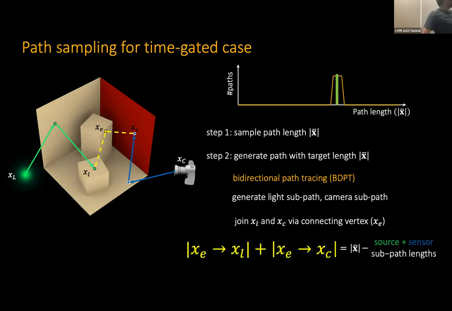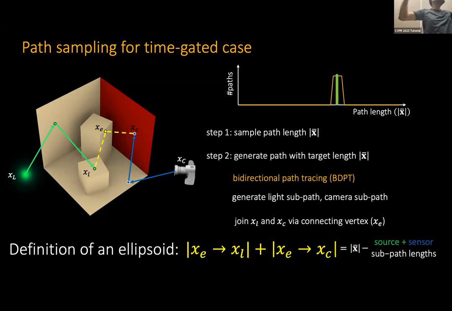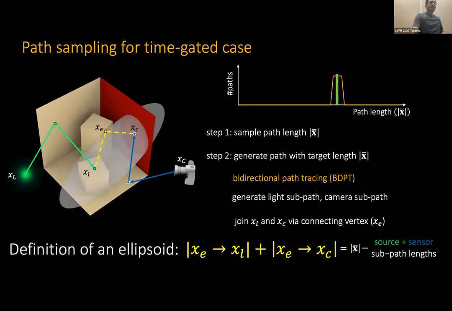Or in other words, the sum of the yellow dashed lines is constant, which is the definition of an ellipsoid, right? So from a point, the sum of lengths to two unique points has to be constant, and that's the definition of an ellipsoid, which means this connecting vertex must be on an ellipsoid, right? And so now all I have to do is intersect this ellipsoid with the scene, and that's it, done. I get these vertices which give me the exact path length constraint, okay?